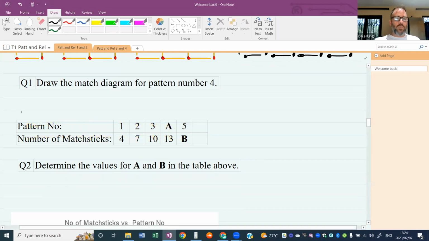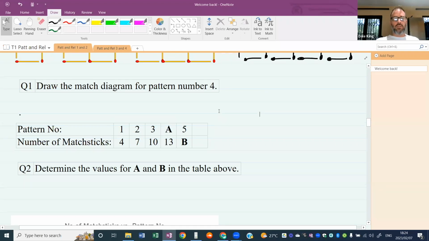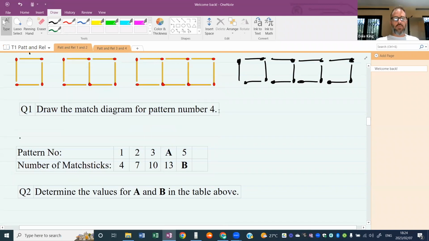What I'm going to do is ask you to please answer question 2, which says, determine the values for A and B in the table above. Determine the values for A and B in the table above. This table relates to the matchstick pattern. So please complete that table, calculate A and B.